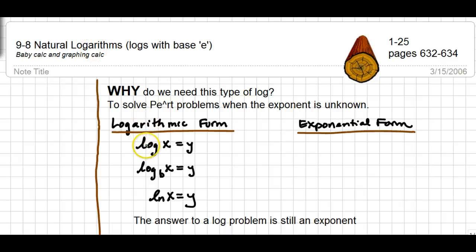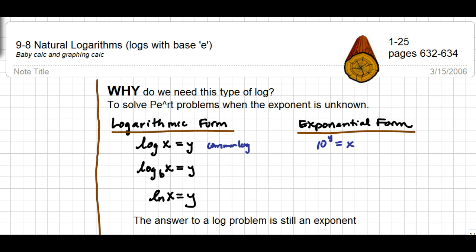Let's just quickly review the types of logs we've learned so far. A log without a base is called a common log. And those, even though the base isn't written, have a base 10. A reminder that the answer to a log problem is an exponent. So in this log problem here, the exponent is the y. So if we rewrote the common log problem listed here in exponential form, it would be 10 to the y equals x. So that's all a log problem is, just a rearrangement of a power problem.